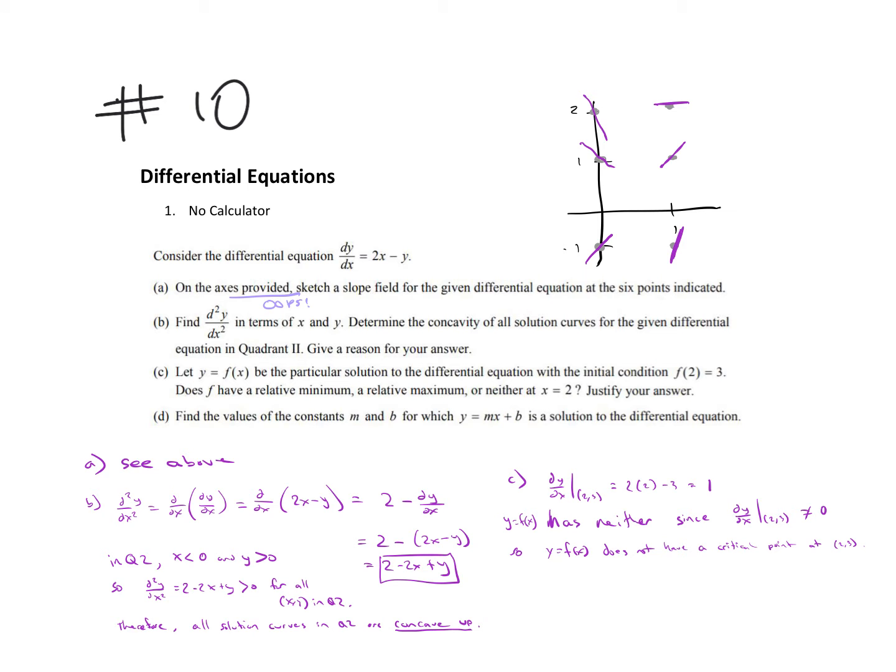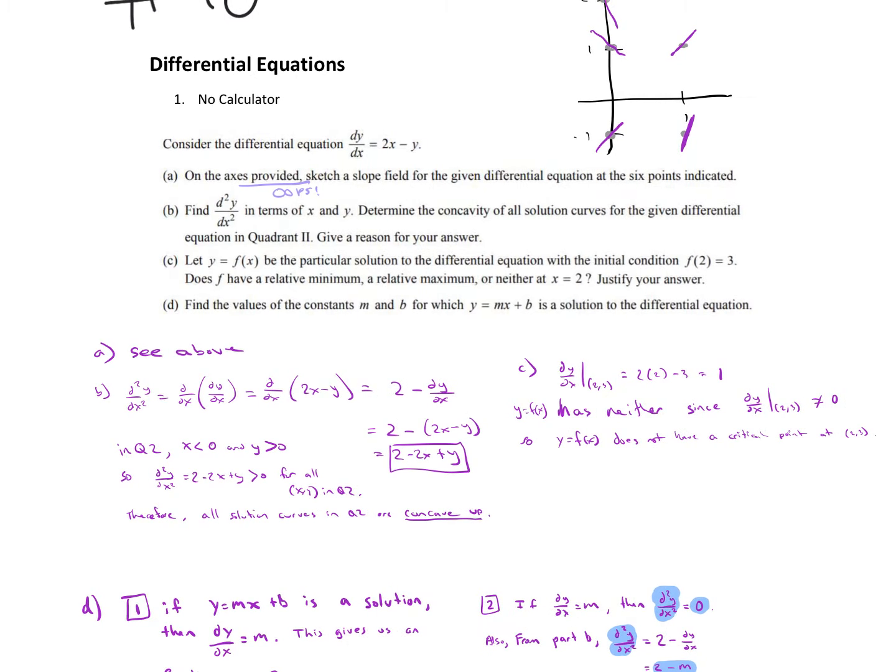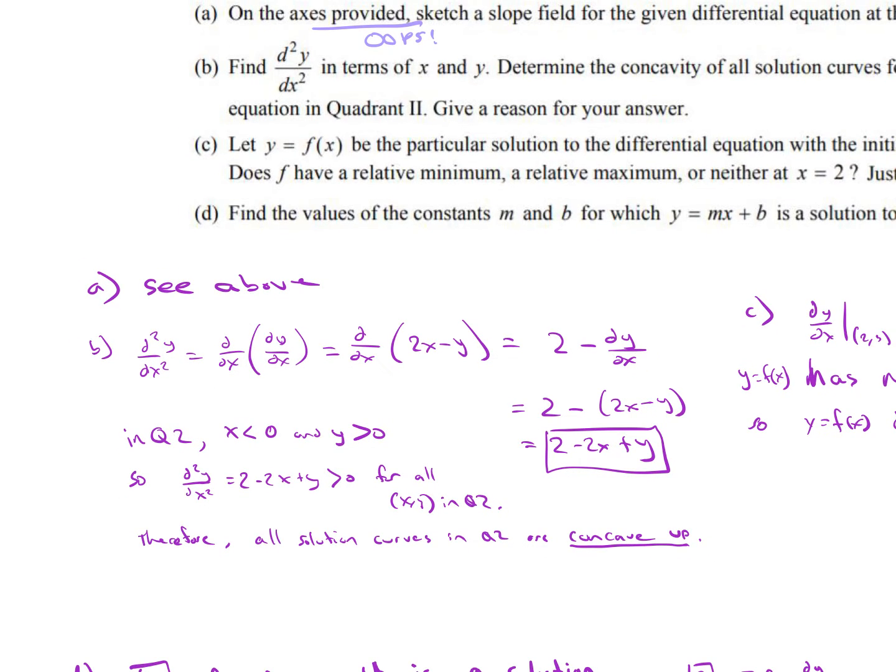For part B, it says find the second derivative in terms of x and y. So we can do the derivative of the left side and the derivative of the right side. That gets us the derivative of dy/dx, which is the second derivative, and then the derivative of the right side we have to do implicit, so the derivative of 2x is 2, and then minus dy/dx or y prime. And since dy/dx was given to us, we can plug that in, and so we know that the second derivative ends up equaling 2 minus 2x plus y.